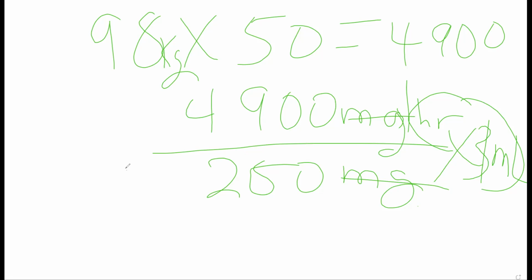So now you're just doing math. I got 58.8. Now you have to read the rest of the question. What did it tell you to do? Round to the nearest tenth. So if it's the nearest tenth, it's going to be here. Now, can you set an IV pump for the nearest hundredth?